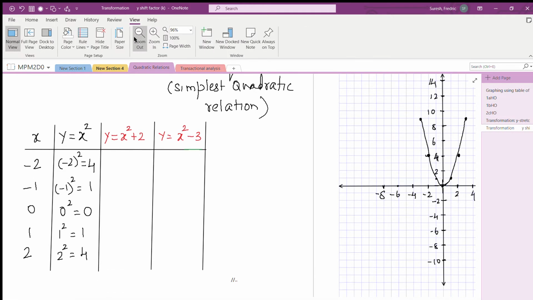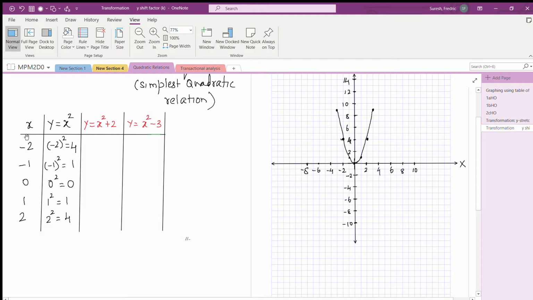Here we substitute the -2, -1, 0, 1, and 2, the numbers that we have chosen for the x values, into the formula where the x is, and then we get the y values. So -2, 4, -1, 1, 0, 0, 1, 1, 2, 4. We also added two other points, 3 and 9, because 3 squared is 9. -3 squared is also 9. So I've done that and I've plotted it here.